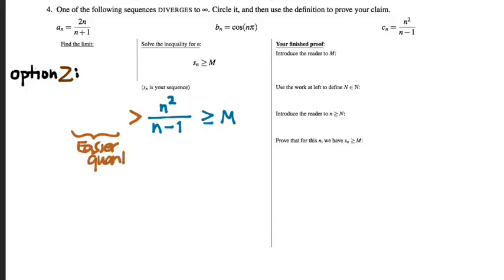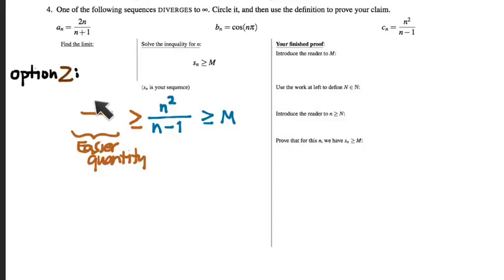But if, on the other hand, I can find an easier quantity to work with over here, which is guaranteed to be greater than or equal to n squared over n minus 1, then in particular, it will also be greater than or equal to m when this inequality is satisfied. So I have a fraction, n squared over n minus 1.